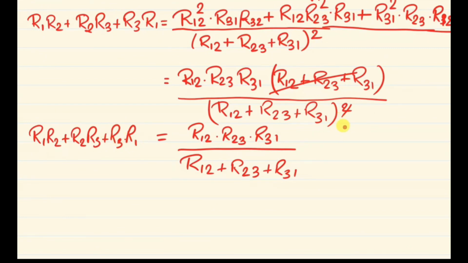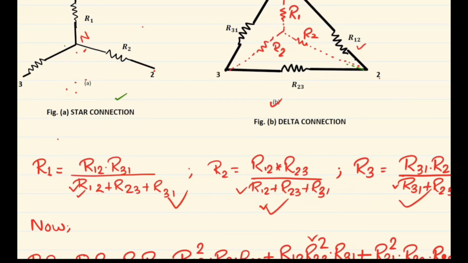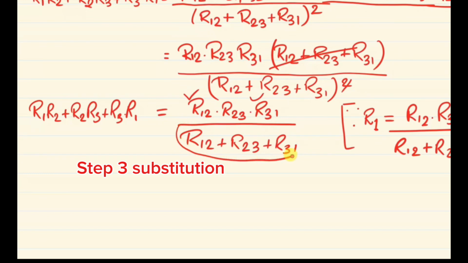And if you remember the relations which we have written previously, you can derive these in all three forms. Initially, what is the formula for R1? R1 is equal to R12 times R31 upon the sum of all resistors, R12 plus R23 plus R31. You can replace these, the whole denominator, these two things, with R1.